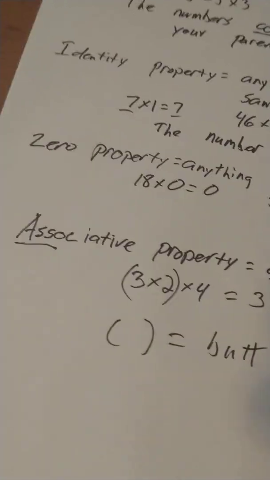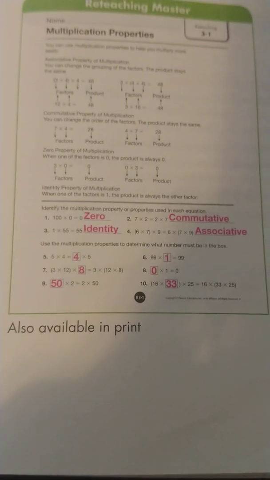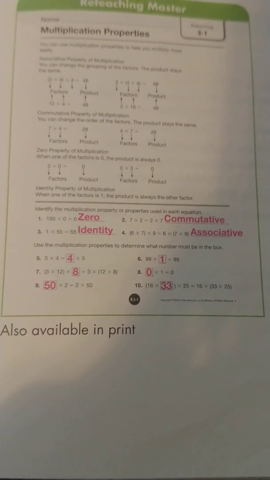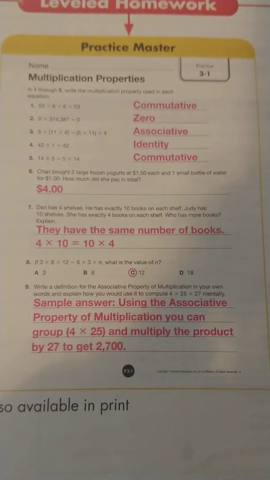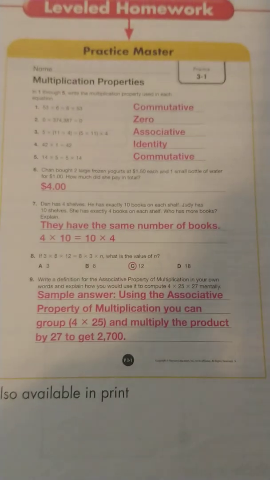And you need your answers for today. 3-1. So sometimes they want the rule, sometimes they want the missing number. There is your reteach. And here is your practice page. Looks a little blurry.